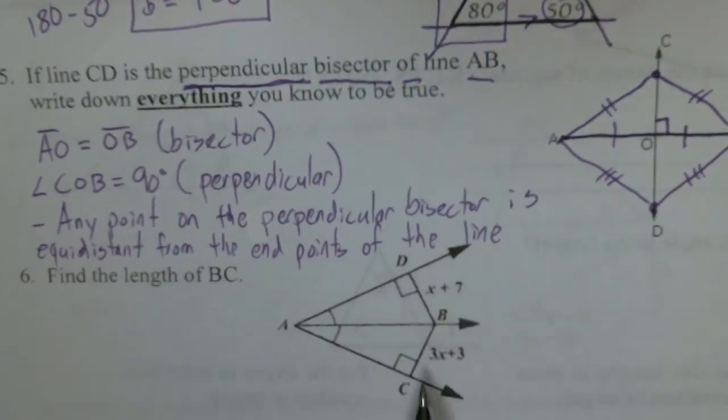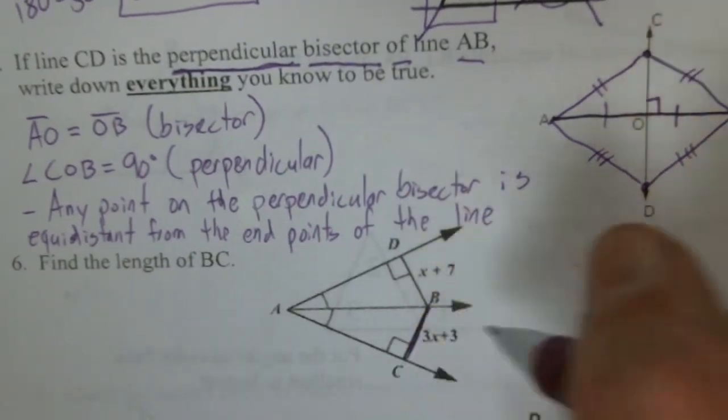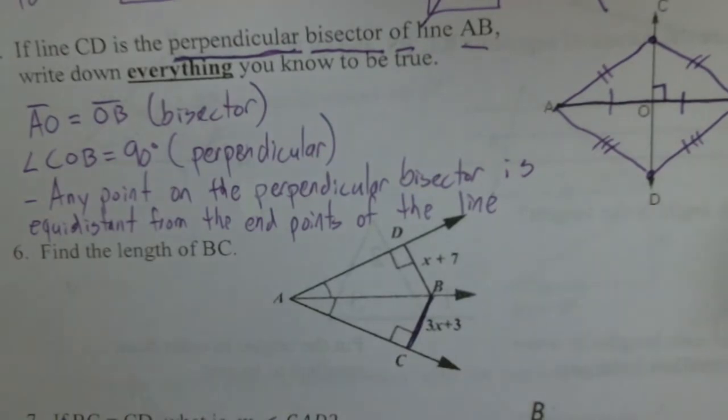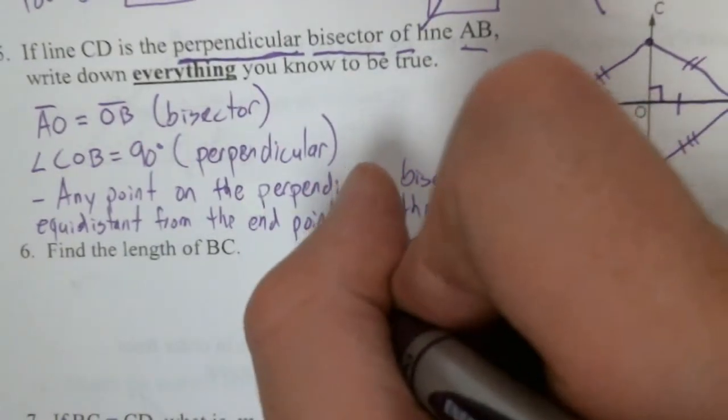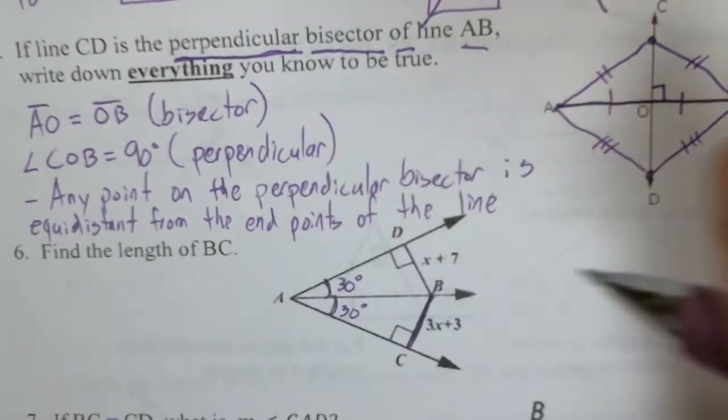Okay, number 6, find the length of BC. Okay, where's BC? Here's this guy right here. I want to find that length. Okay, well, what theorem applies to this diagram? Well, I see some arcs right there and right there. So these angles are the same. We don't know what the angles are, but I know they're the same.